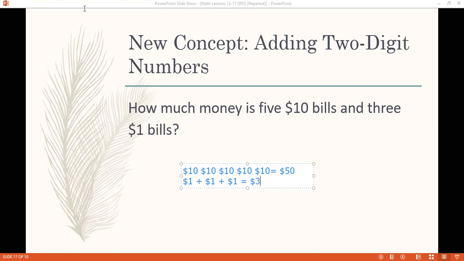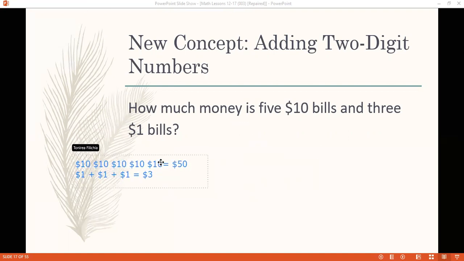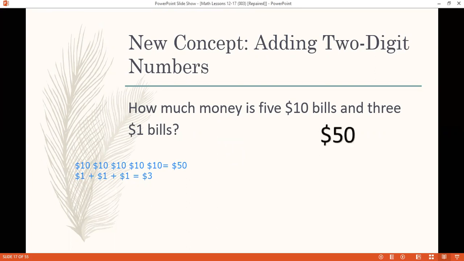So once we have our two add-ins, our 50 and our 3, which one is our larger number out of our 50 and our 3? If you said 50, phenomenal job. 50 is our larger number. And then we're going to put 3 in our ones place. So adding 0 plus 3, what is 0 plus 3?